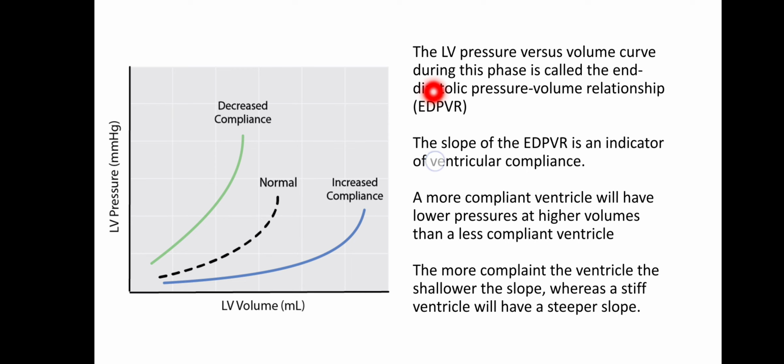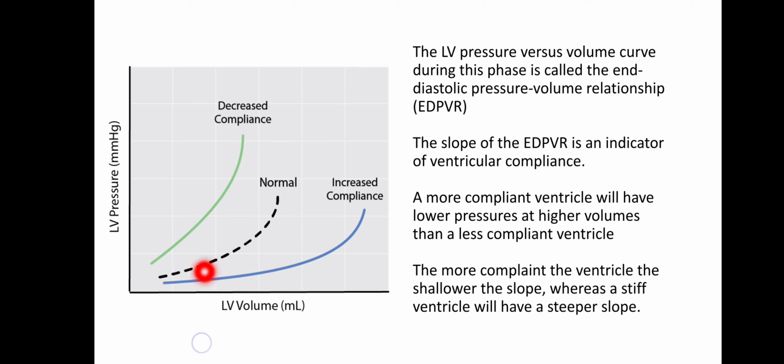This is shown here. The LV pressure versus volume curve during this phase is called end diastolic pressure volume relationship, EDPVR. Normally this is like this. This slope is an indicator of ventricular compliance. A more compliant ventricle will have lower pressure at higher volumes than a less compliant one. Increased compliant and decreased compliant ventricular curves are shown here. The more compliant the ventricle, the shallower the slope, while a stiff ventricle will have a steeper slope.